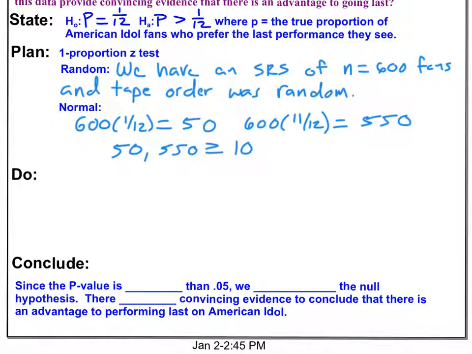So now I've got two parts down here in my do step. The first is I'm going to calculate my test statistic, which is essentially a z-score. It would look like this. The value for p hat is 59 out of 600.